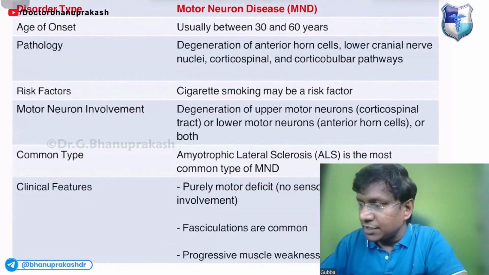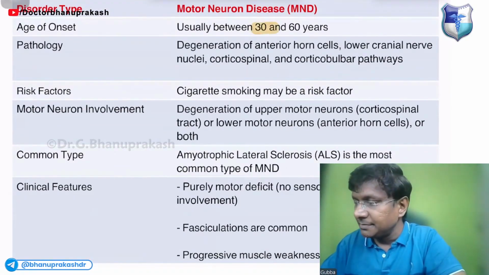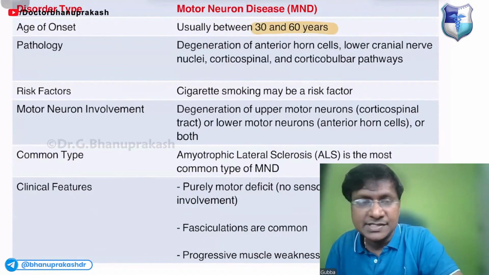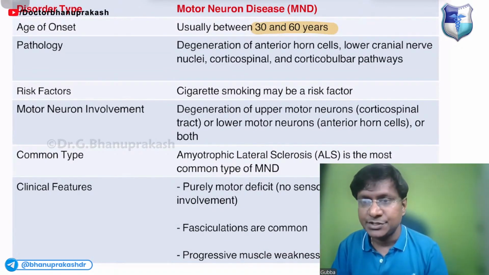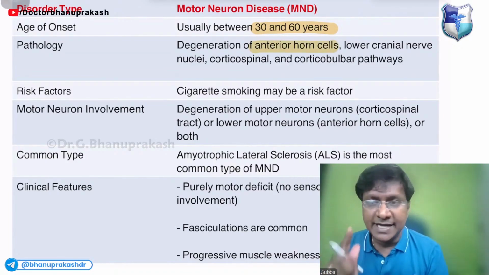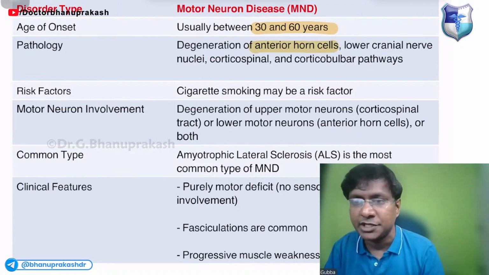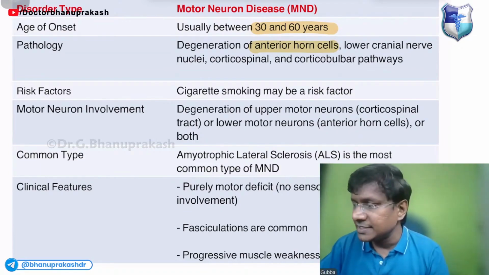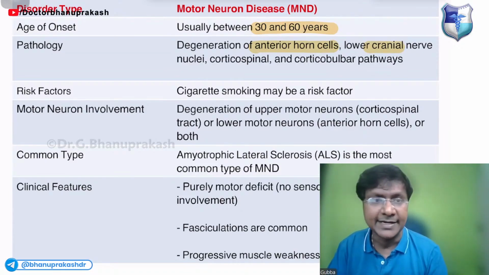Okay, so motor neuron disease, if you see, what exactly is the age group at which you see this very commonly? Between 30 and 60 years. Now, what is the important structure which gets affected in patients with motor neuron disease? It is mainly the degeneration of the anterior horn cell, and that is what is responsible for the development of fasciculations, which is a pathognomonic feature in patients with the motor neuron disease. And other structures that can get affected: there can be involvement of the lower cranial nerves, corticospinal tract, as well as the corticobulbar tract.